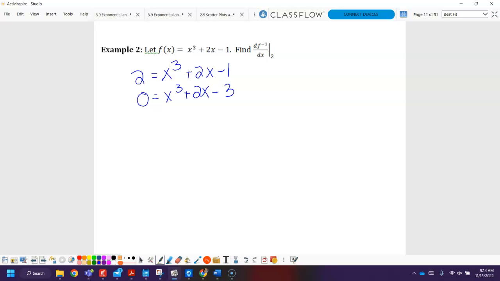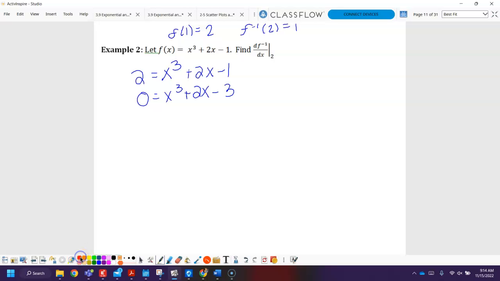So on the original graph, f of 1 equals 2. So on the inverse, f inverse of 2 equals 1. So if you're applying your formula, the derivative of the inverse function at p equals 1 over f prime of q. Well, q is my x value, which is 1.